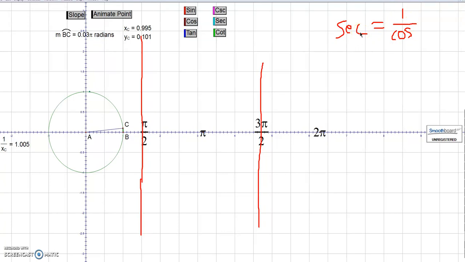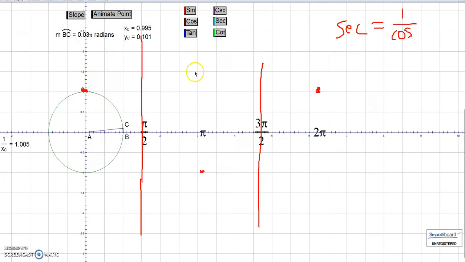I know that I will have a point right here. Okay, at pi radians, I've gone 180 degrees now. The x value there is negative 1. So at pi, cosine is negative 1. That means secant is also negative 1. And then at 2 pi, we're back to positive 1, so we'd be somewhere up there. Okay, so we have some points.